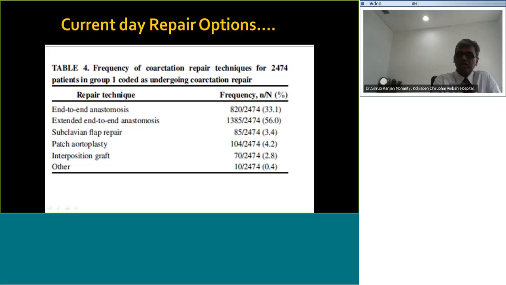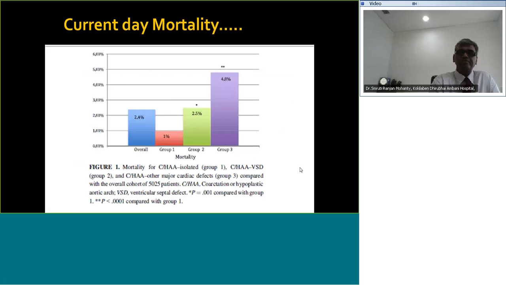So if you see this chart, it's very important to know that almost 89 or 90% of the people across the major centers, 95 centers, use the technique of end-to-end anastomosis or extended end-to-end anastomosis, and it is feasible and possible in this particular group of isolated coarctation.